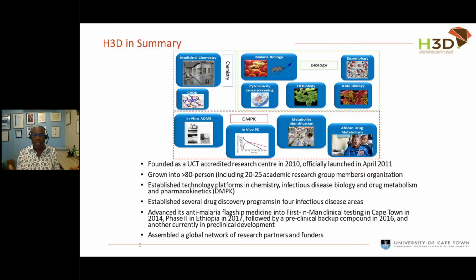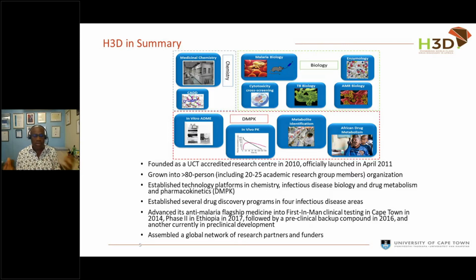First one was malaria, then tuberculosis, TB, then, as I mentioned, antimicrobial resistance, and as of this year, which is not reflected on this slide, a project on COVID-19, where we're using artificial intelligence and developing machine learning models to repurpose drugs from our collection of small molecule libraries that we've assembled over the last 10 years.